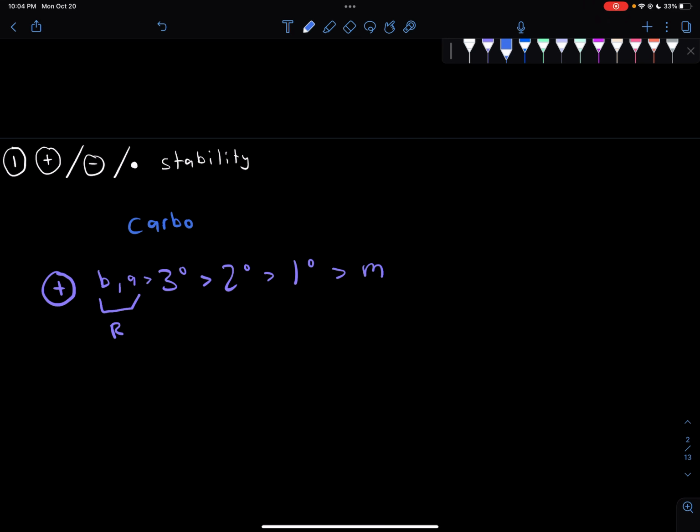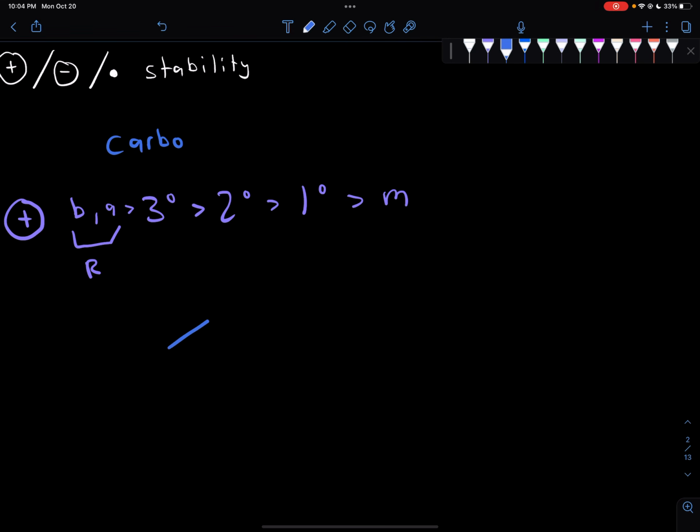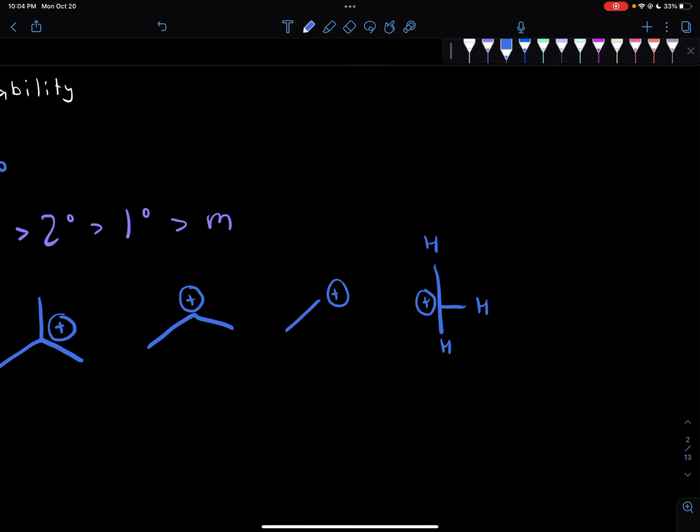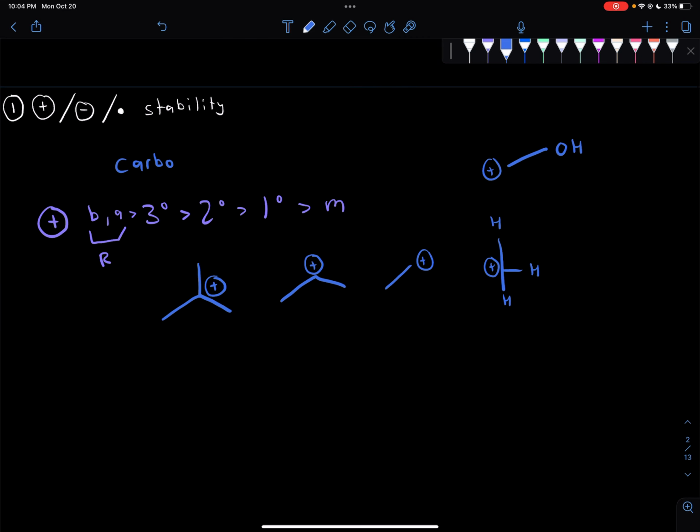So when it comes to tertiary, it would look like this. Secondary would look like this. Primary like this. And methyl would look like this. It could also be something like that. But what do these numbers mean?